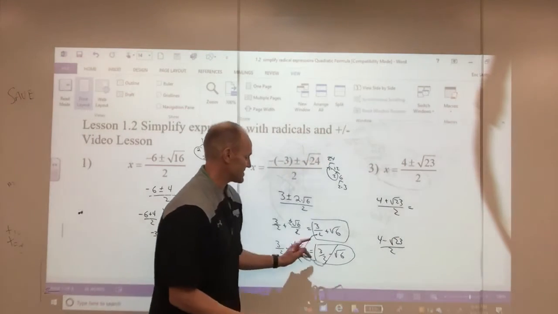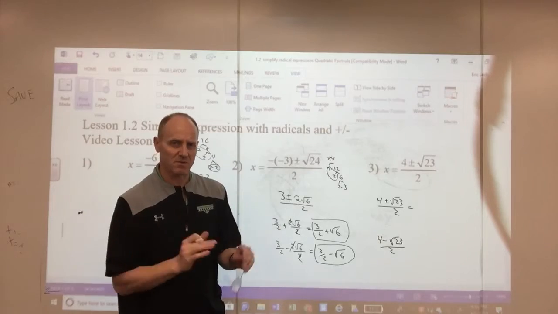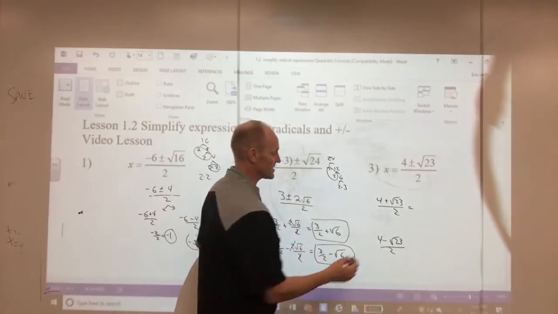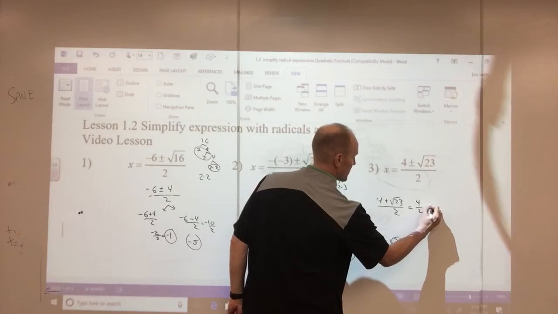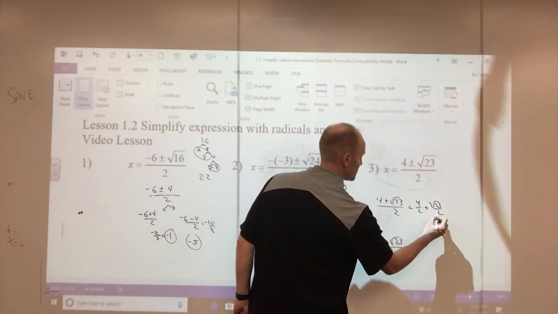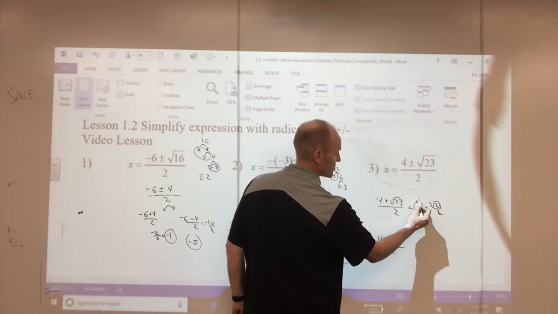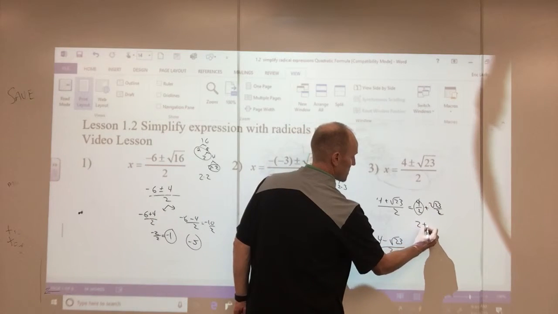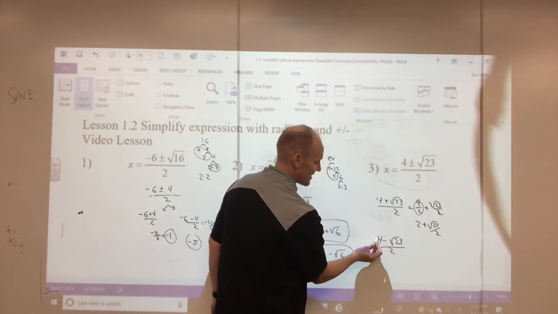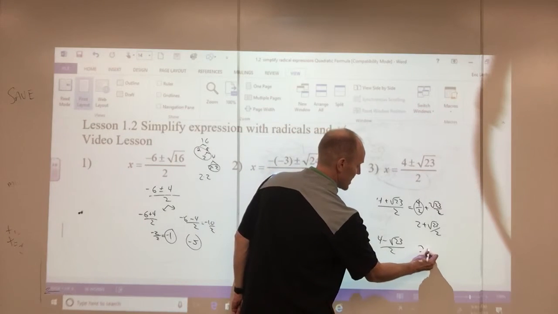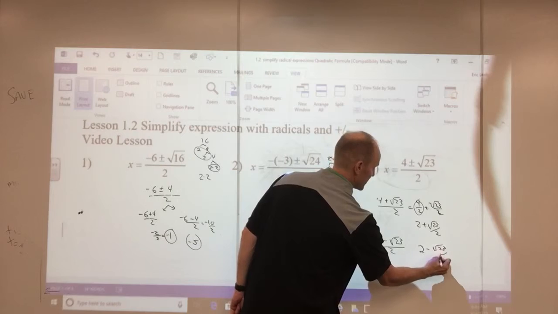Now I skipped this step over here, but I figured I'd go a little bit more in depth. If I'm dividing this whole thing by 2, I can split up and divide both terms by 2. So that would be 4 over 2 plus square root of 23 over 2. And 4 over 2 would end up just being 2. So I got this. And the same thing down here: 4 divided by 2 would be 2, and it'd be minus the square root of 23 over 2.